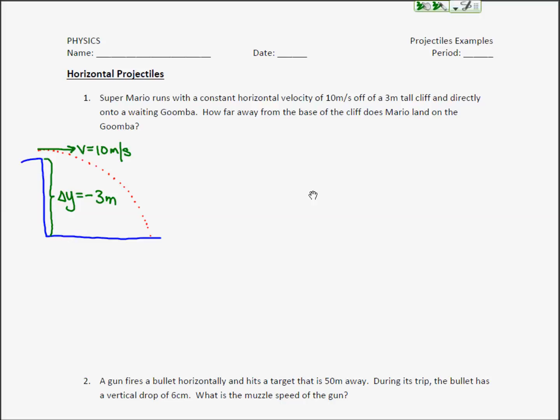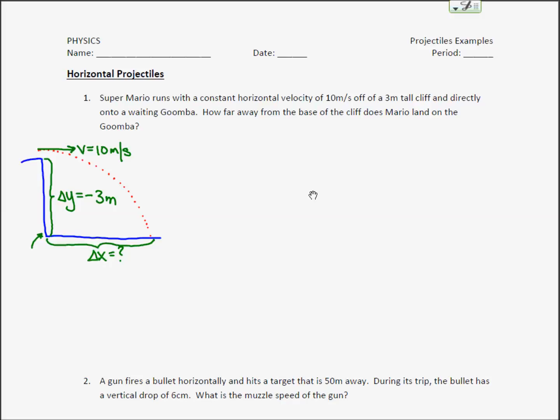Now the question is asking us to solve for the horizontal displacement. How far from the base of the cliff? This is the base of the cliff right there. We want to know how far from the base he hits that Goomba below. That's going to be our horizontal displacement, the horizontal distance that he's actually traveling. Okay, so these are all the things that we know.